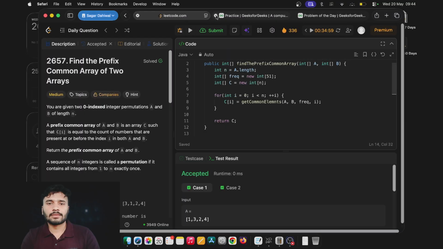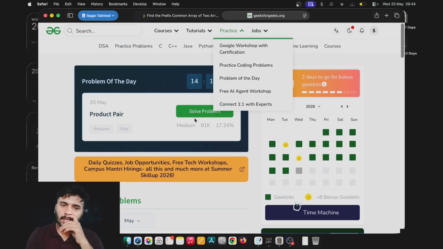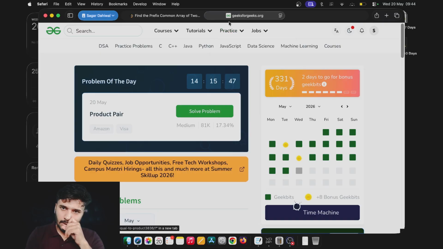It's, I don't know why, but for the first time it's lagging. I don't know why there is so much lag.